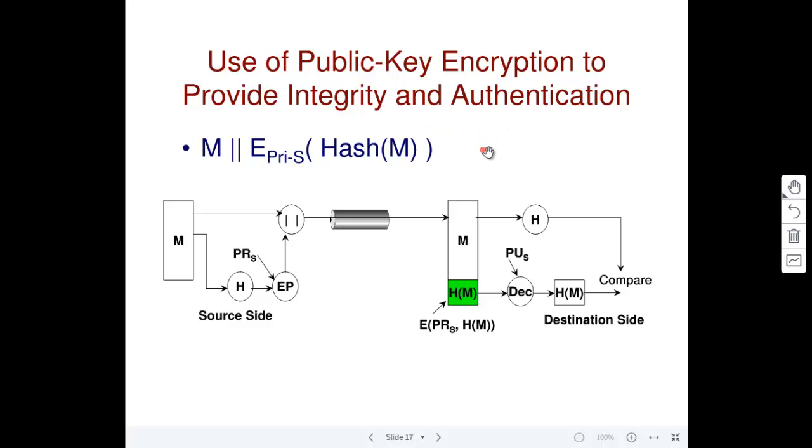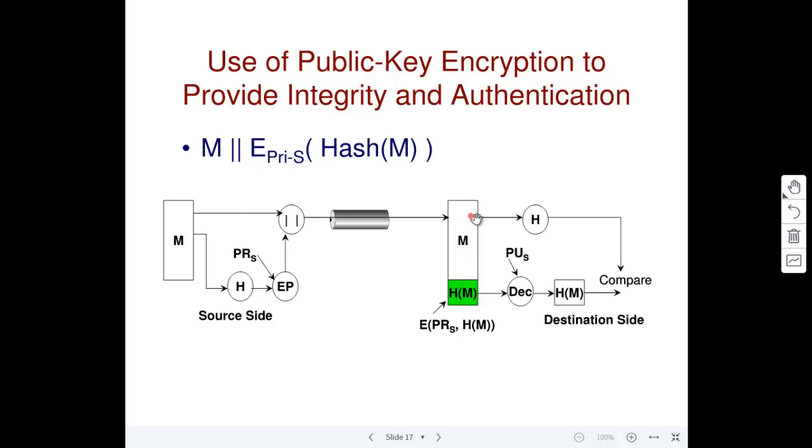Now we want to combine this along with authentication. We want the receiver to be able to authenticate or verify that the message was really sent by the particular sender who the receiver thinks has sent it. So we need to use some key that uniquely identifies the sender, and that will be the private key of the sender. The idea here is, on the source side, you compute the hash value of the message you want to send, and then encrypt that hash value with the private key of the sender, and send the message along with the encrypted hash value on the communication channel to the receiver.